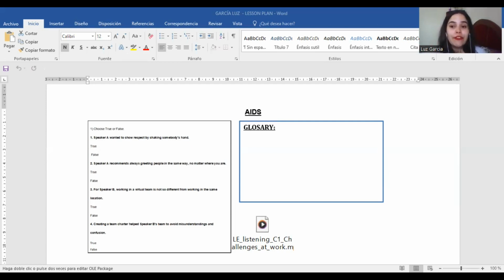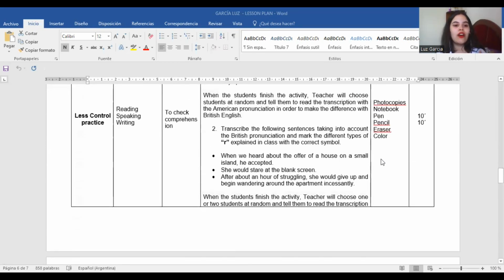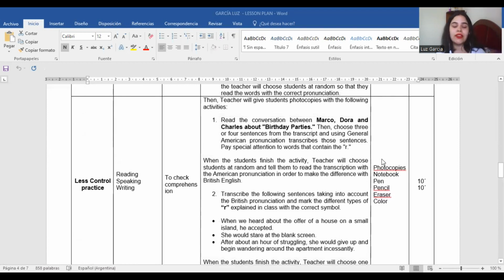So, in the first activity, I can teach strong and weak forms as another feature, and in activity number 2, word stress. Now it's the turn of the less controlled practice, which is another stage. In this case, again, I will give my students photocopies, but with different activities.